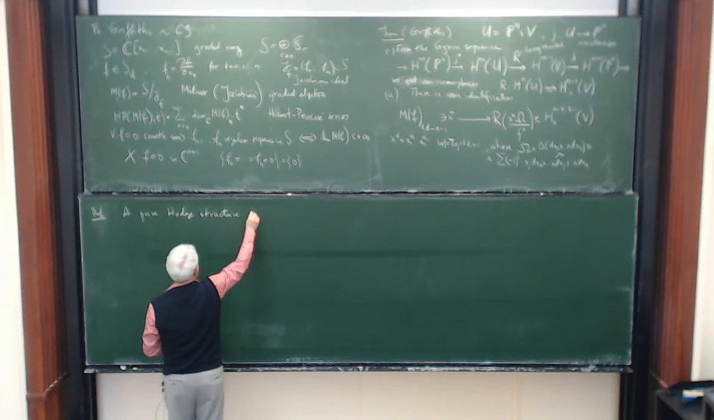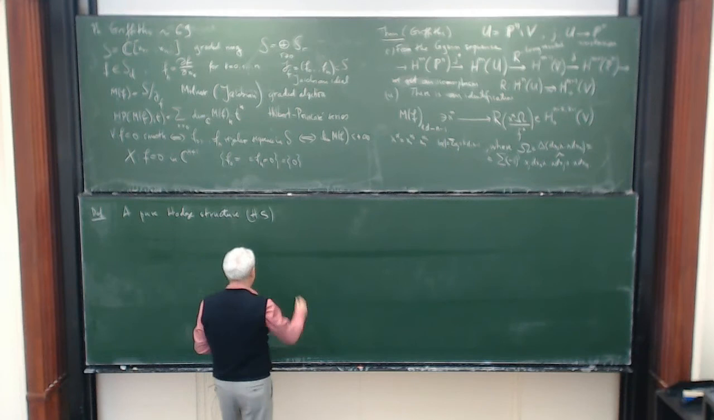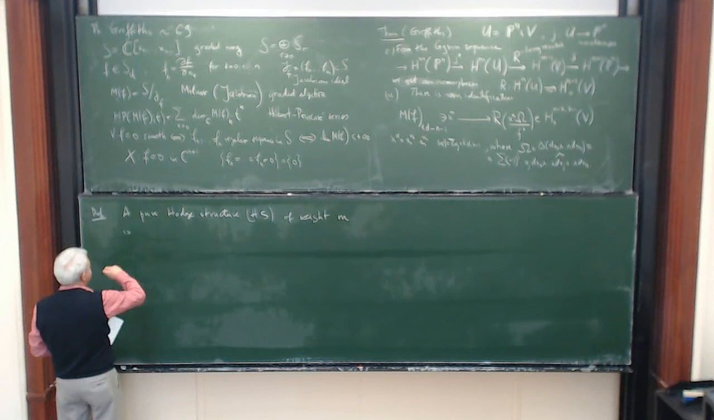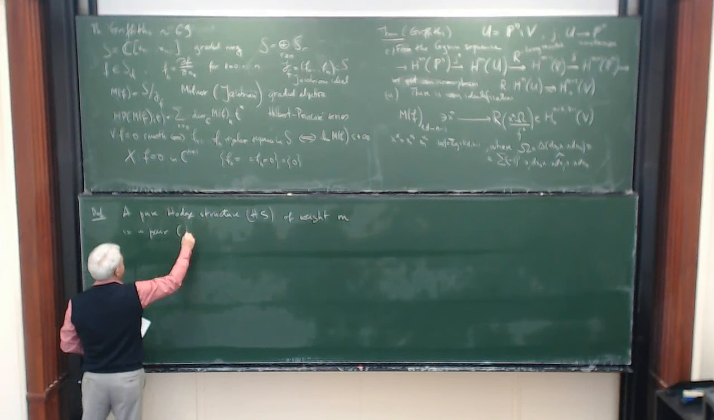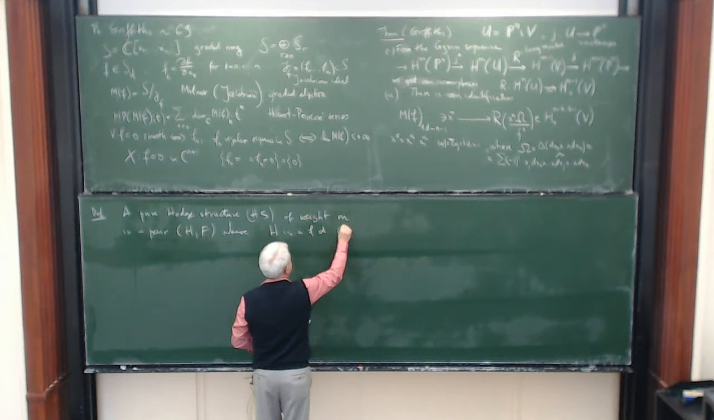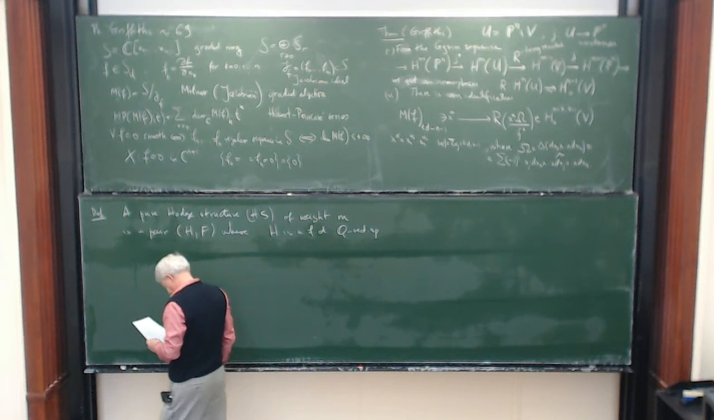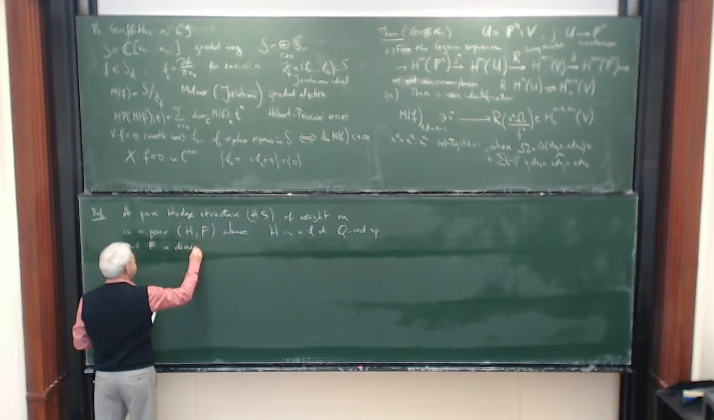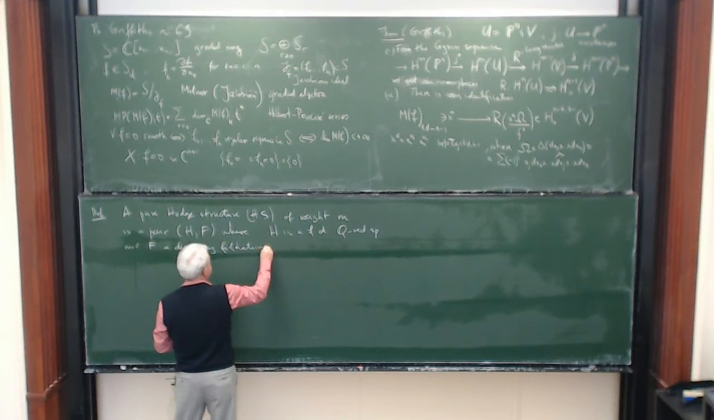So a pure Hodge structure of weight m is essentially what you know already, but can be formalized as follows. It's a pair (H, F) where H is a finite dimensional Q vector space, and F is a decreasing filtration on H of the complexification of H.